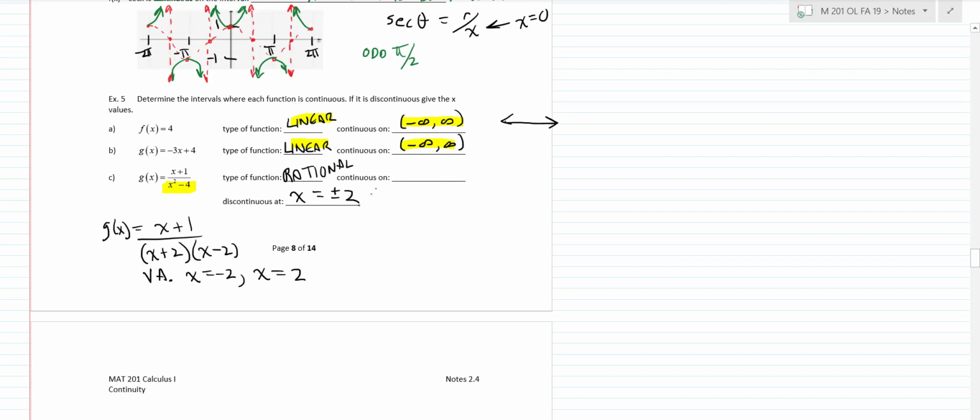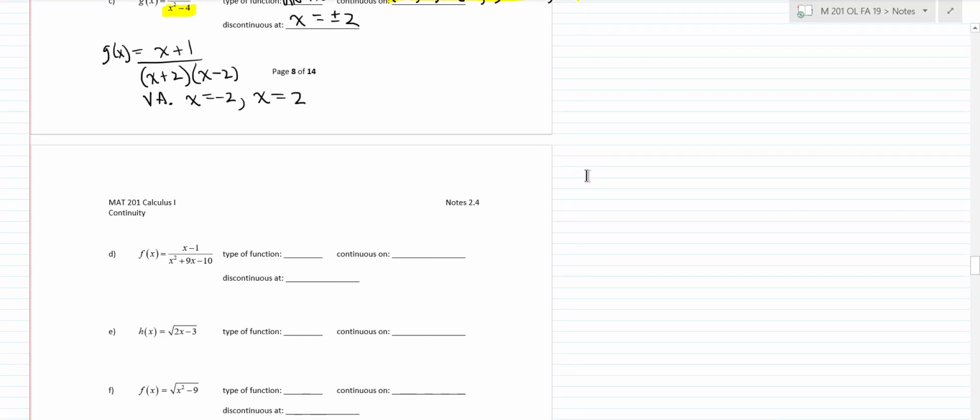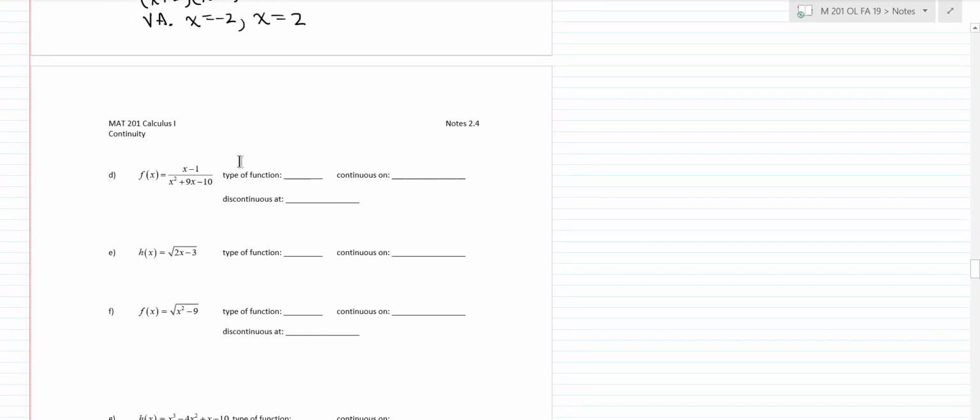And then continuous would just be like this. It would be everywhere except those two numbers. So you could say negative infinity to negative 2, that's to the left of that vertical asymptote. Then in between the two vertical asymptotes. And then to the right of the second vertical asymptote. That's how you write that down. Okay, so that's how you figure out the continuity of a rational function. Okay, next illustration is this one on the next page.